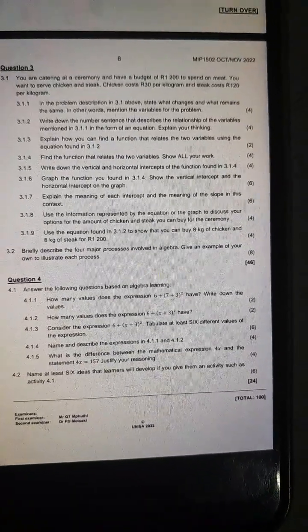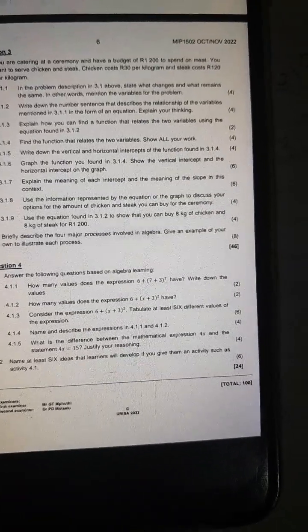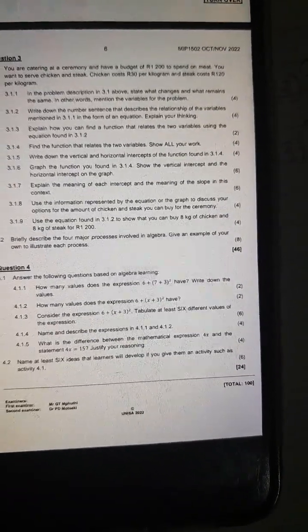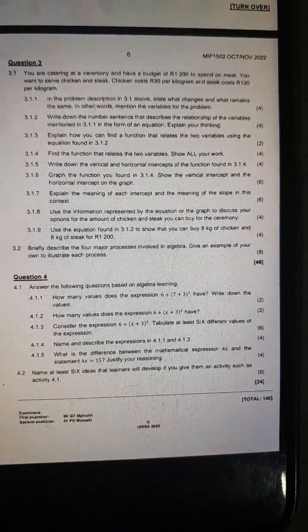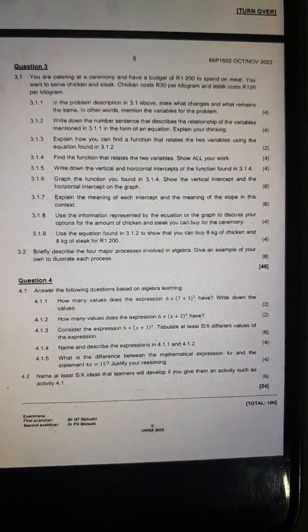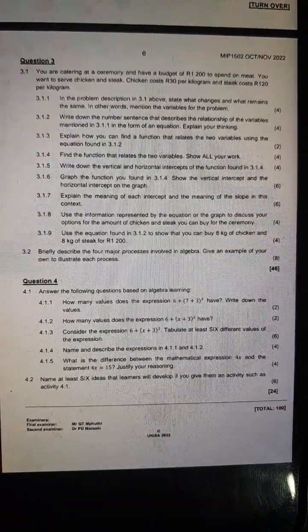5, infinite values. 4 was supposed to be finite values, 5 is infinite values. 6, they will develop analytical problem-solving skills. They will be able to use their mind, or critically use their mind, to solve problems.